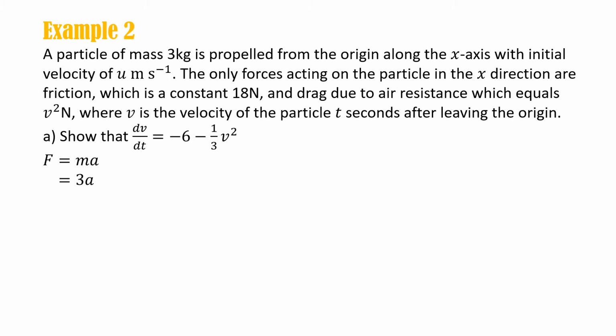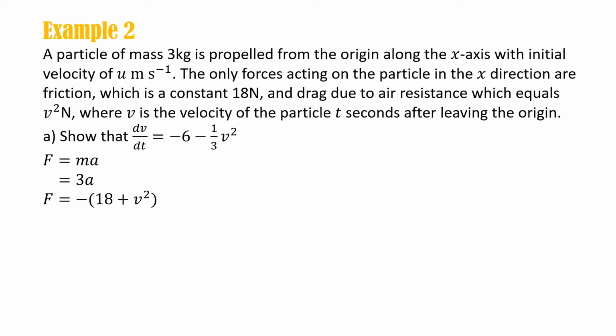The other force acting on this particular thing is acting in the opposite direction. So we've got friction and air resistance acting against it: 18 newtons of friction and then v squared newtons of air resistance. We want to add those together, but it's acting in the opposite direction to the motion, so it's going to be in a negative direction. Now we wanted to show that dv/dt equals -6 minus 1/3 of v squared, so we can make those two things equal.